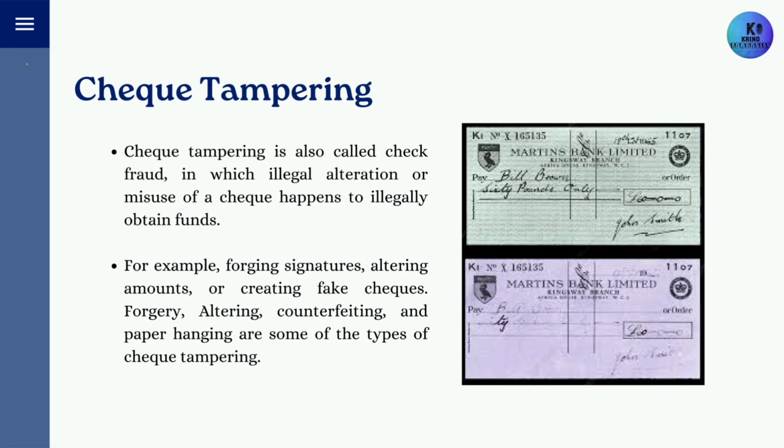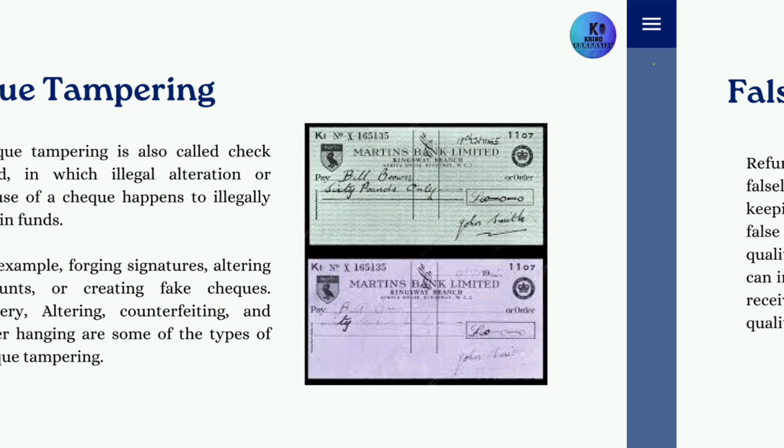Check tampering. Check tampering happens when someone illegally changes or uses a check to steal money. For example, they might forge a signature, change the amount written on the check, or even create fake checks. This kind of fraud usually happens when someone has access to company checks or no one is watching carefully. Forensic accountants help in tracing these changes, matching handwriting or records, and finding out who committed the fraud.